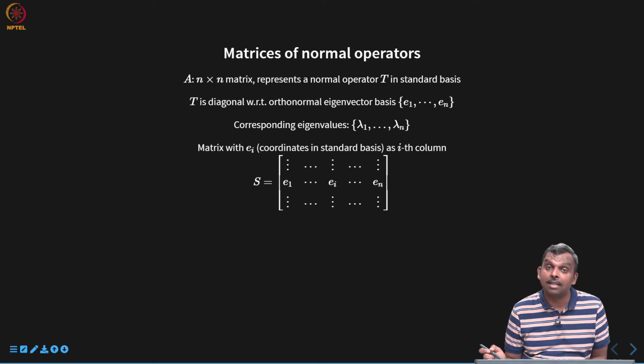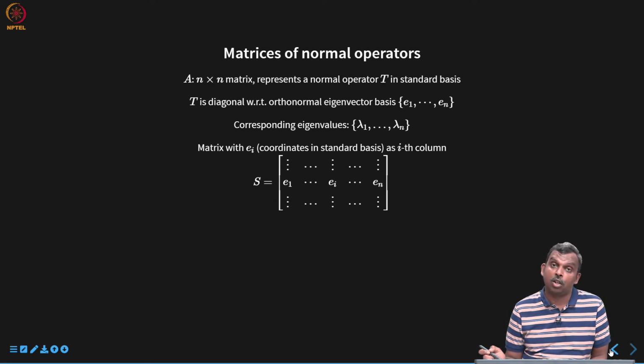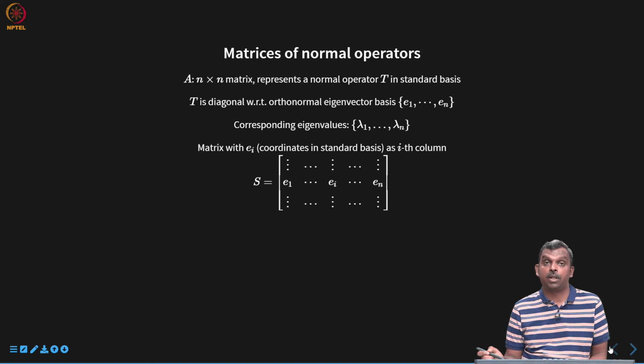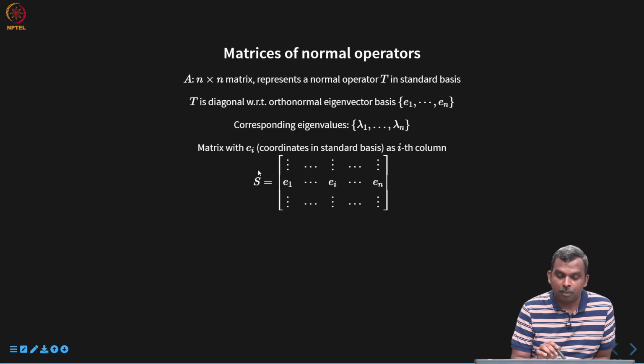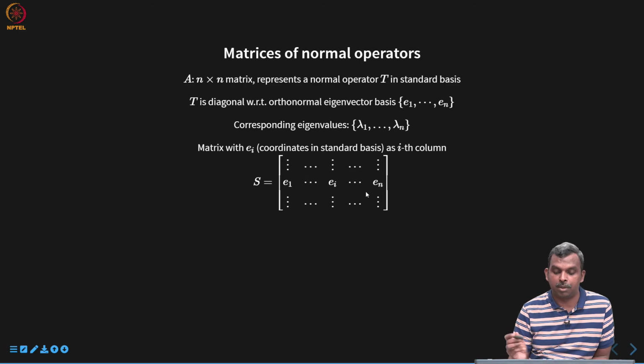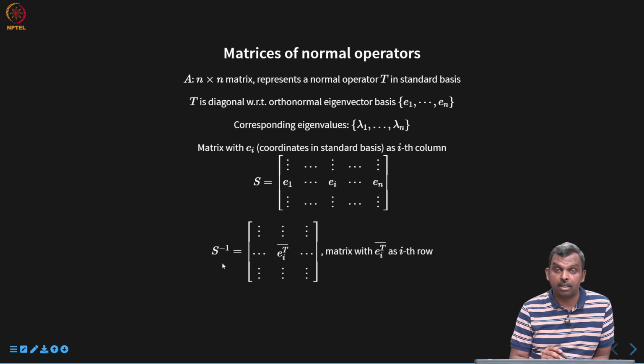So let us say A is an n cross n matrix which represents a normal operator T, maybe in the standard basis. It could be any other basis, I am just taking the standard basis. We know that T is diagonal with respect to an orthonormal eigenvector basis E1 to En. Let us say the corresponding eigenvalues are lambda 1 to lambda n. Once again, these lambdas could be equal, I am just taking them generically as lambda 1 through lambda n. Now I am going to make the matrix S with Ei as the ith column, coordinates in the standard basis, same as before. And then of course I can do S inverse.